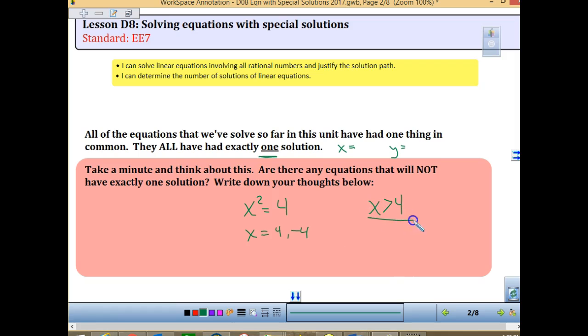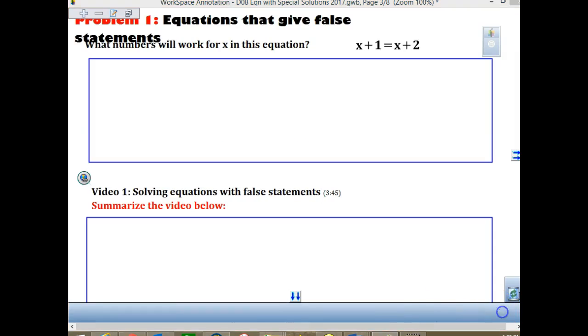So if we look at this, that's an inequality. That's not an equation. This one is an equation because it has an equal. So what we're going to look at today is some different ways of solving. When we're solving these, you're going to come up with some weird solutions. So take a look at this first example and please write the problem out right down here. We're going to put x plus 1 is equal to x plus 2.